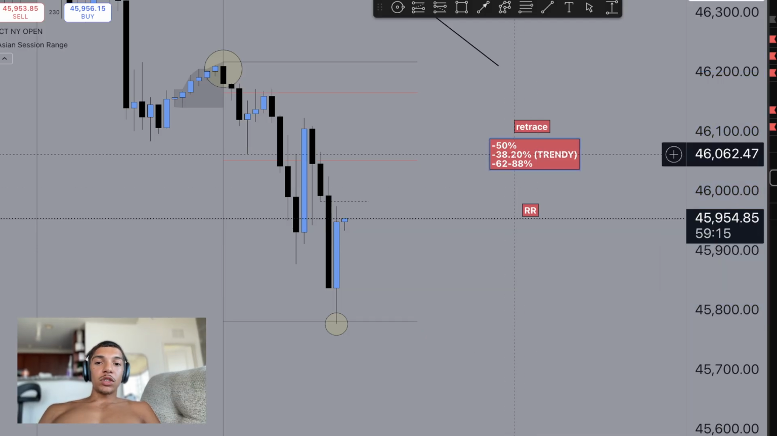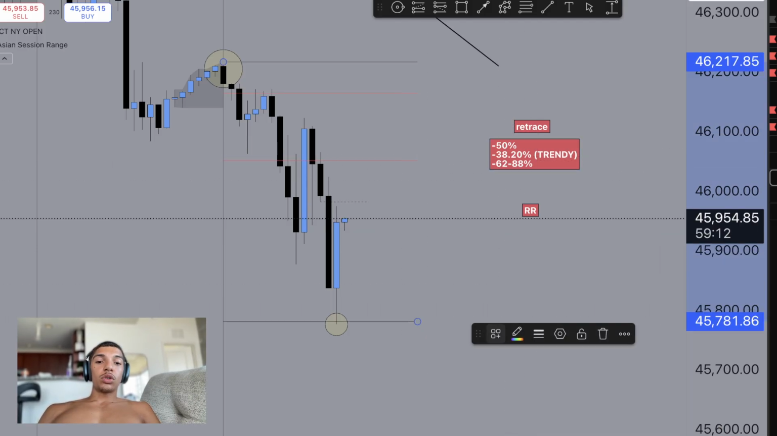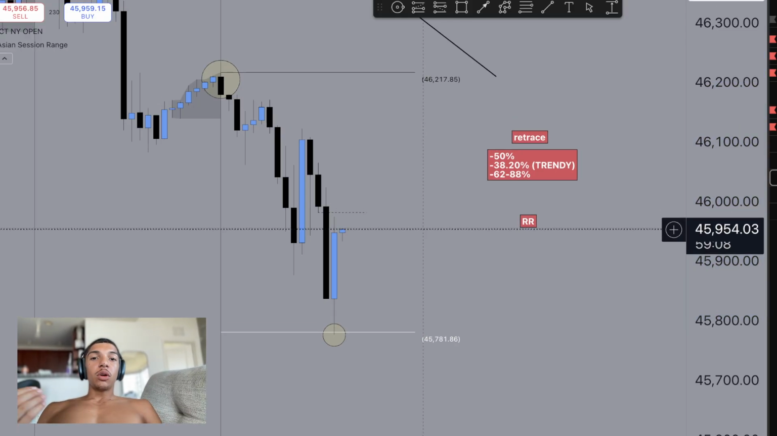And you can have a risk reward tool also. The risk reward tool is what I use for my entry. People always say, how do you know what you're targeting? How do you know where your TPs are?